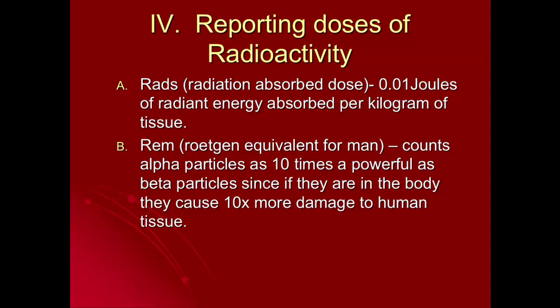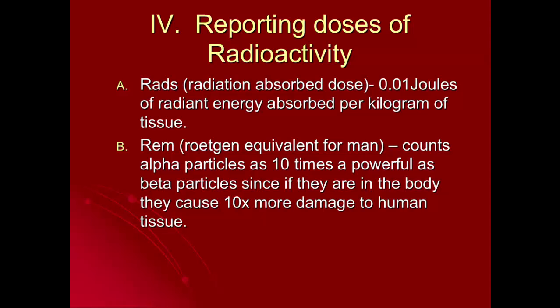So when we're reporting radioactivity, there's a couple of ways that we do it. One is RADS, and that's radiation absorbed dose. So it's measuring the energy that's absorbed per kilogram of tissue. And the energy could come in various forms. It could be alpha particles, beta particles, it could be your gamma particles.